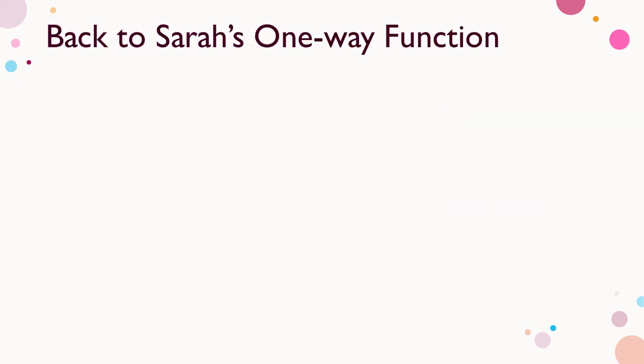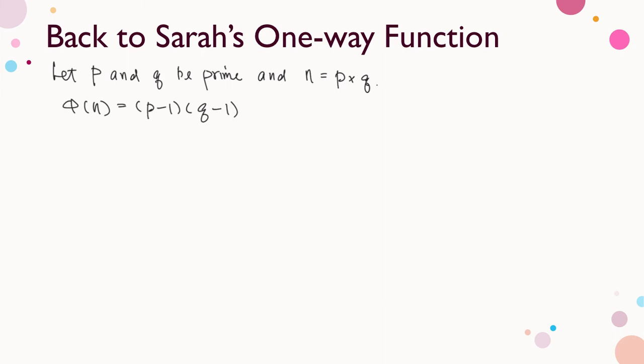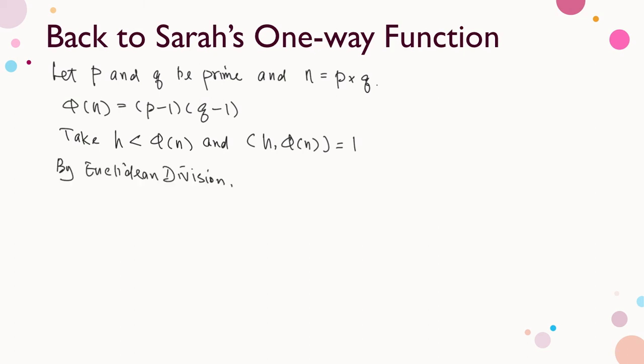Now, back to Sarah's one-way function. Sarah chooses two big primes P and Q, and lets n equal P times Q. We have phi of n equals P minus 1 times Q minus 1. Take h less than phi of n, and h relatively prime to phi of n. By Euclidean division, and as shown in the previous example, we can find k such that h times k is congruent to 1 mod phi of n.